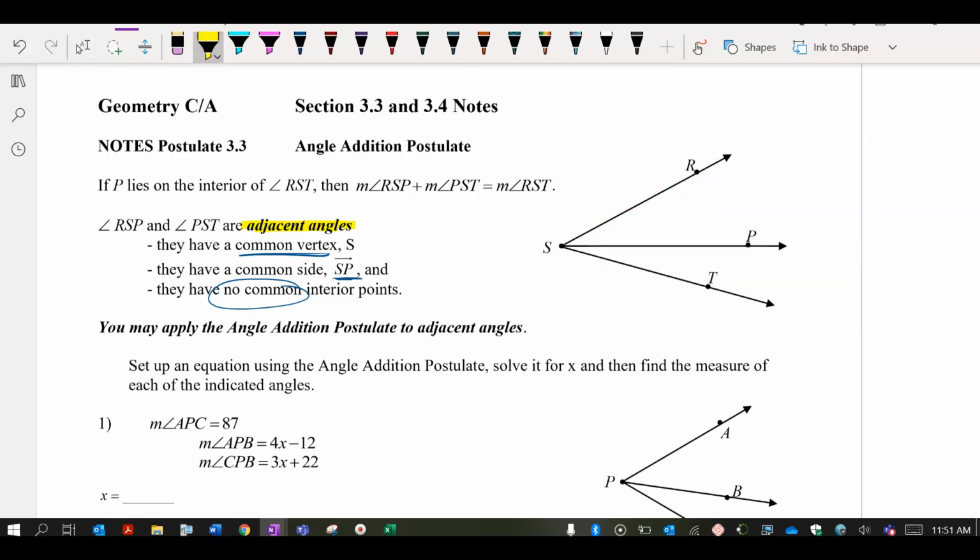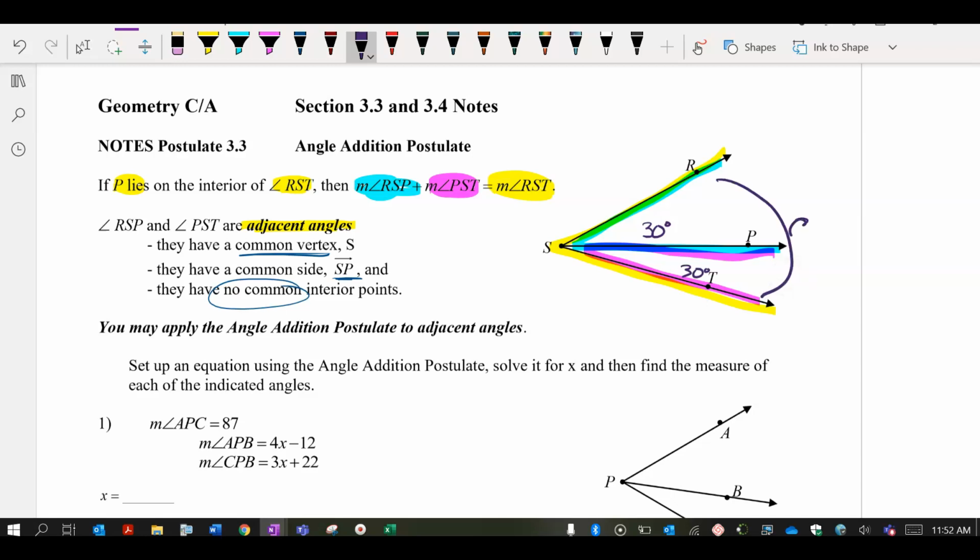So if we know that P lies on the interior of our angle RST, then we can say that the measure of angle RSP plus the measure of angle PST will be equal to the full angle. For example, if this is 30 degrees and this is 30 degrees, the entire angle will equal 60 degrees.